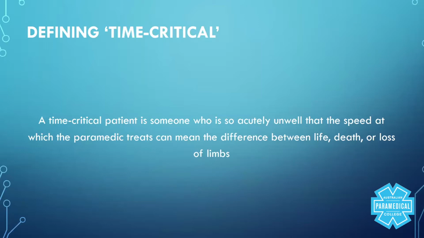In other words, let's say your patient has sustained a nasty sporting injury and they can't feel that limb. Maybe there's no circulation going into that limb. Then it's crucial that you get to the major trauma center quickly. So it's not just about the patient going to die, but it's also about the loss of limbs as well.